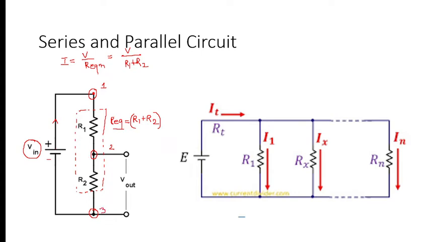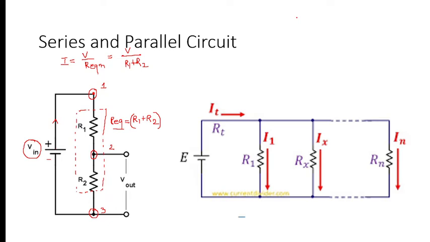Okay, now what is the utility of the node? If you observe carefully, you will find that this node has a voltage, this node has a voltage and this node has a voltage. Generally, when we think about voltage, what is voltage? Voltage is nothing but potential difference. Potential difference means potential at a point with respect to another point.